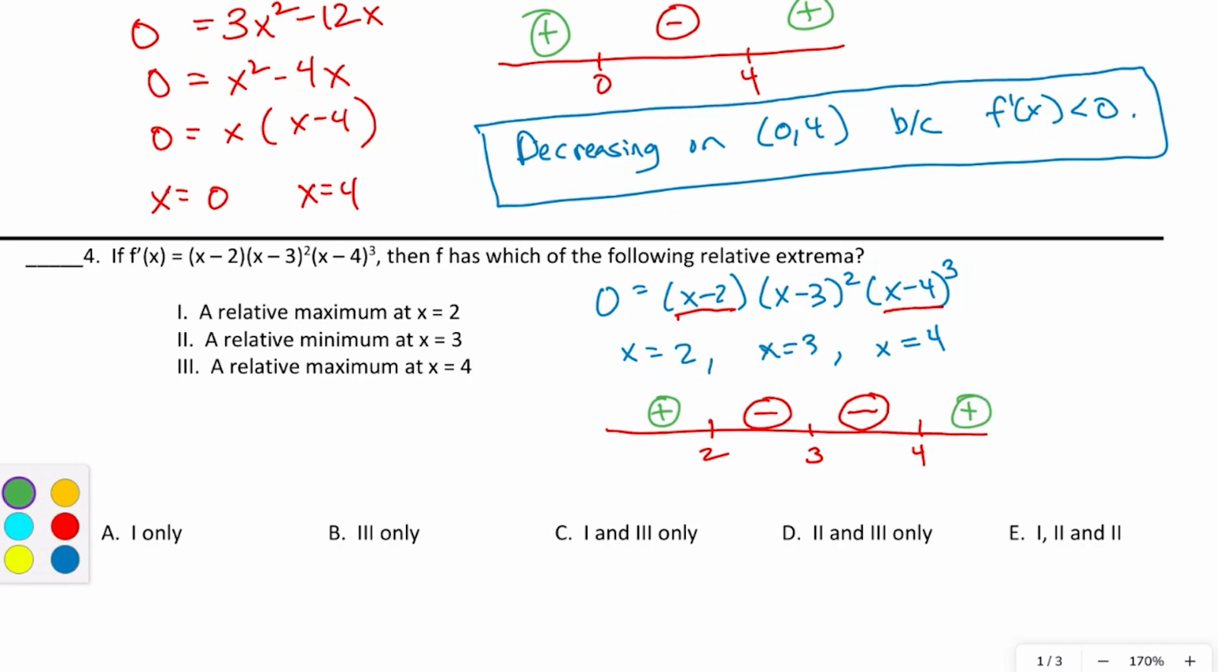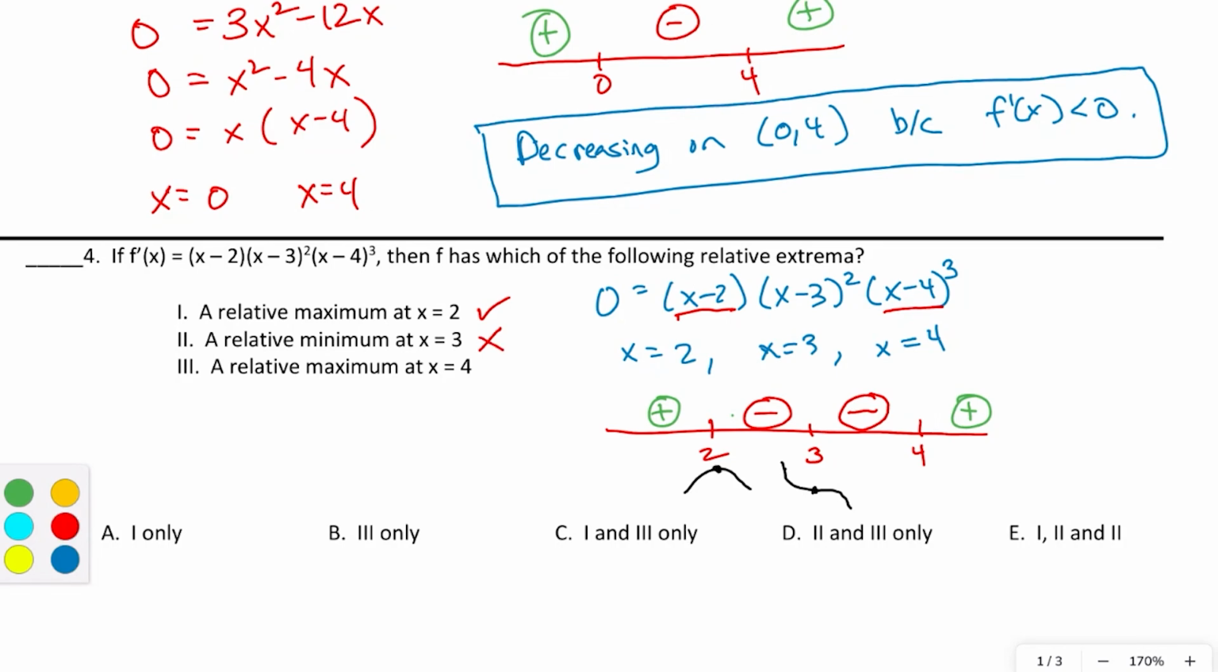All right, so let's just break this down. At 2, we're going from a positive slope to a negative slope. Okay, positive slope to a negative slope, that's going to be a maximum. So we can go ahead and say, yeah, that's going to be a true statement. At 3, the graph has a negative slope followed by another negative slope. So actually the graph's going to do something like this. So at this point, it's not going to be a maximum or a minimum.